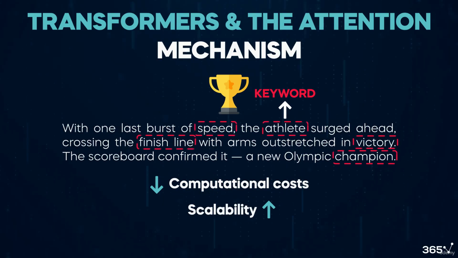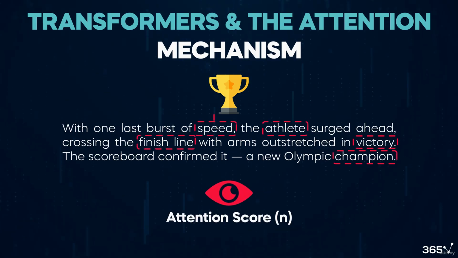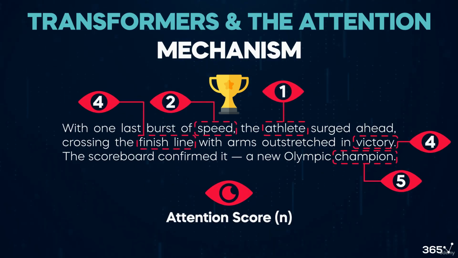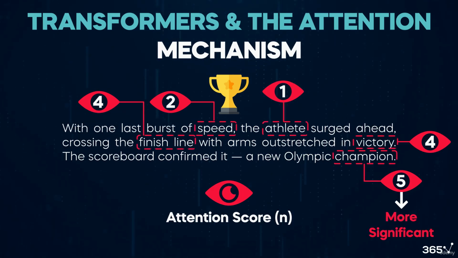Transformers process text by selectively focusing on relevant sequence parts at each step, rather than handling the entire text simultaneously. This is achieved by assigning an attention score to each word in the input sequence. Words with higher attention scores are deemed more significant, enabling transformers to handle long-range dependencies.